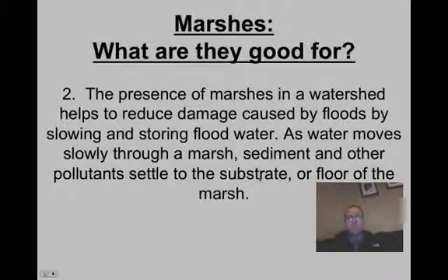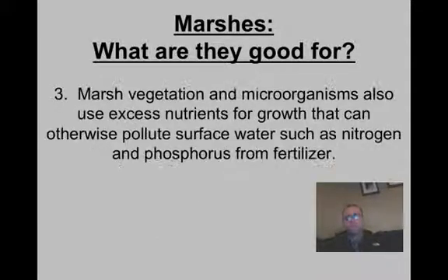It also says it filters, so pollutants are going to settle to the substrate of the floor of the marsh. And again, that's something common really to all wetlands. They control flooding and help reduce drought to nearby bodies of water, and filter out pollutants.